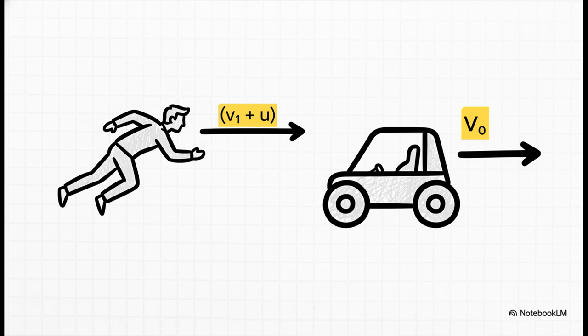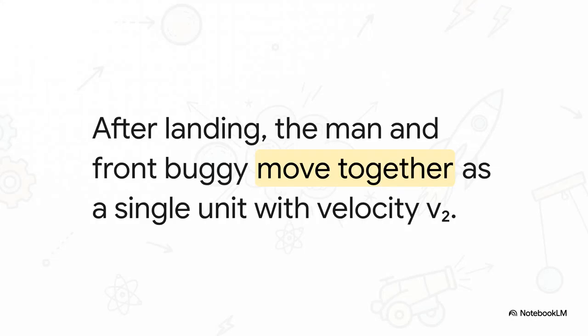So what's our before picture for this second event? It's that split second right before his feet touch the front buggy. So what's moving? The front buggy is still just minding its own business, cruising along with its original momentum, m times v₀. And our man is still in the air, carrying his momentum, which we already know is m times that big quantity, (v₁ + u). And what about the after state? Well, he lands on the buggy and they stick together, right? In physics speak, that's a perfectly inelastic collision. They become one unit. So their combined mass is, once again, m + m, and they move off together with some new final speed, v₂.